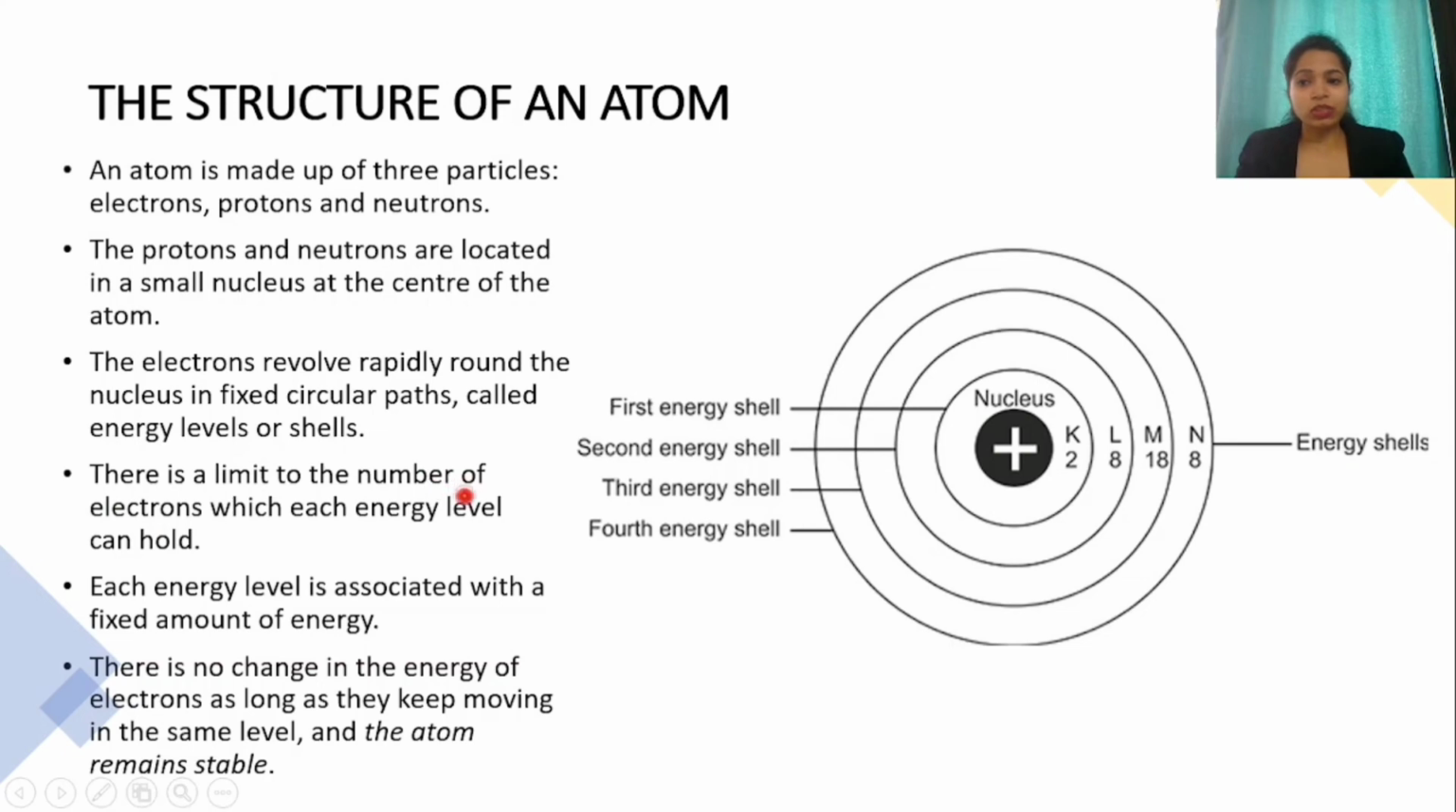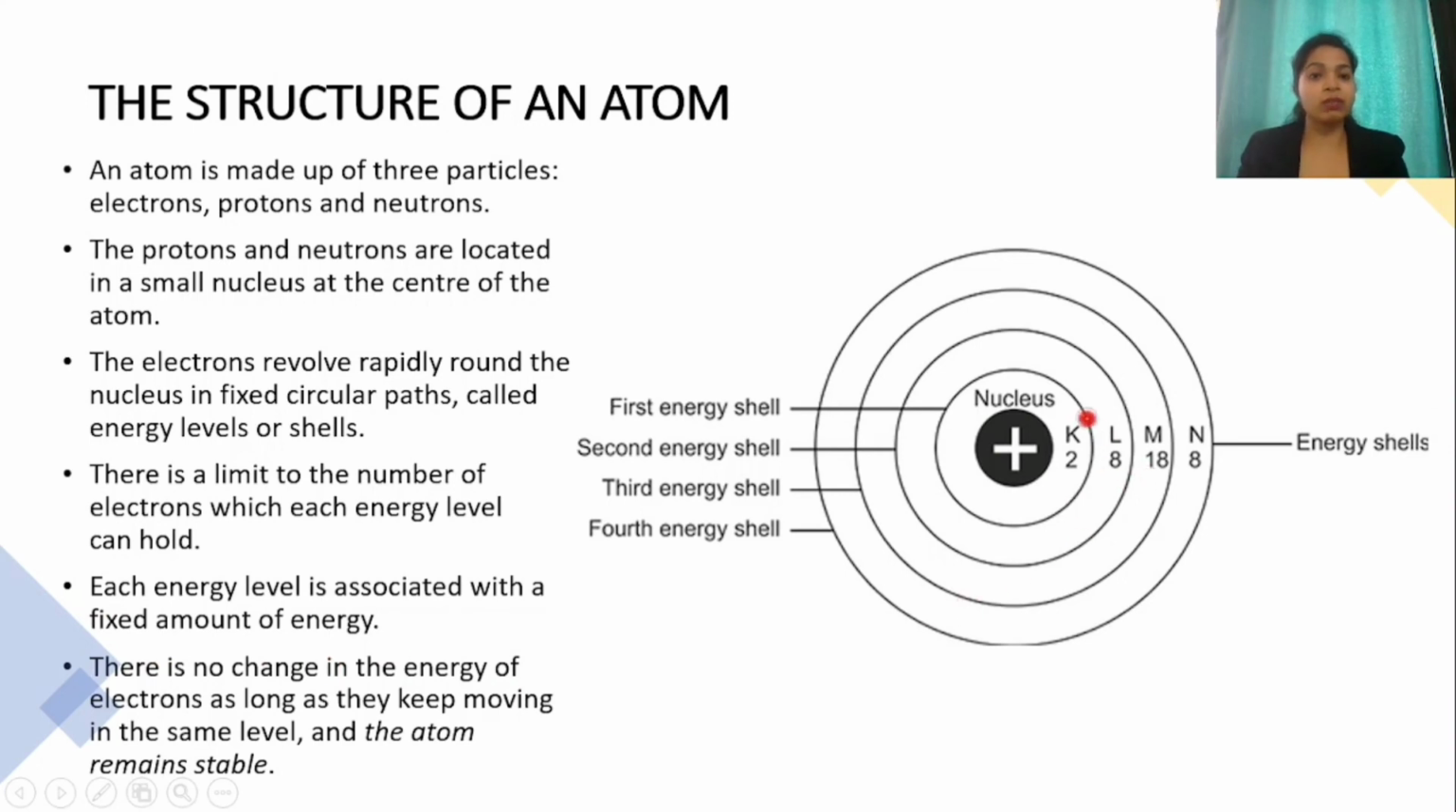There is a limit to the number of electrons which each energy level can hold. Now this is important. In each energy level, there's a limit that a particular shell can hold. For example, if we talk about the K shell, the limit is 2 electrons. It cannot hold more than 2 electrons. For L, it's 8 and moving further and so on. For N, it's 32.